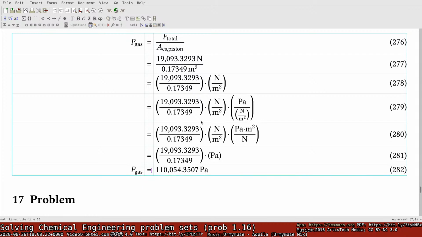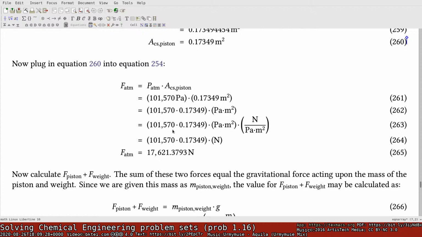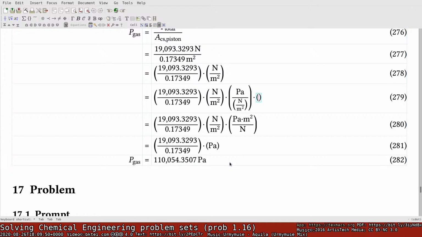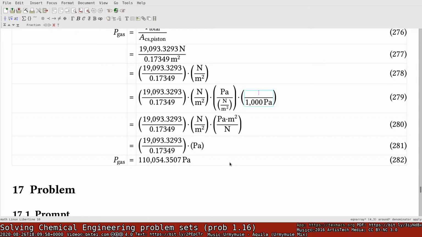Okay, and is that what we were asked for? Yep. Oh, and kPa. So let's go ahead and do one more conversion. Let's do that one more, but let's do it up here. Pascals. Let's go ahead and do that. For every 1,000 pascals, we get a kPa, kilopascal.